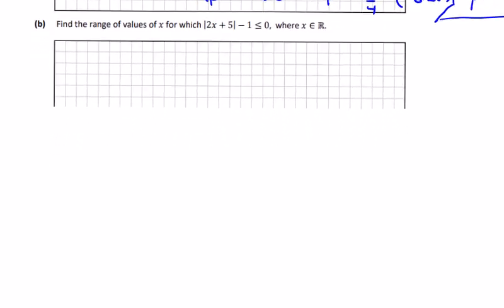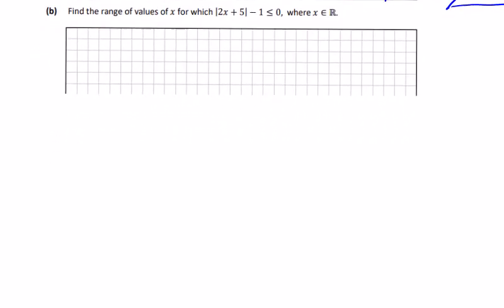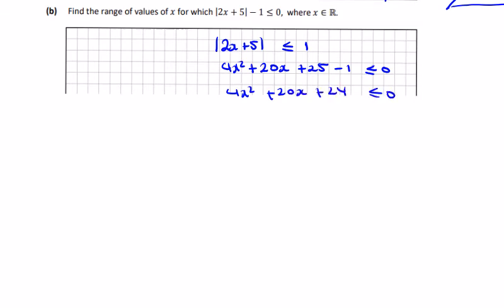And in the last part, we have a modular equation. The range of values of x for which the modulus of 2x plus 5, minus 1, is less than or equal to 0. So the modulus of 2x plus 5 has to be less than or equal to 1. If we square both sides, we're going to get 4x squared plus 10x twice, which is 20x plus 25, less than or equal to 1, because I'm squaring the 1. If I bring the 1 back across, I'm going to get 4x squared plus 20x plus 24 less than or equal to 0. Divided by 4, x squared plus 5x plus 6, this same equation again, less than or equal to 0.